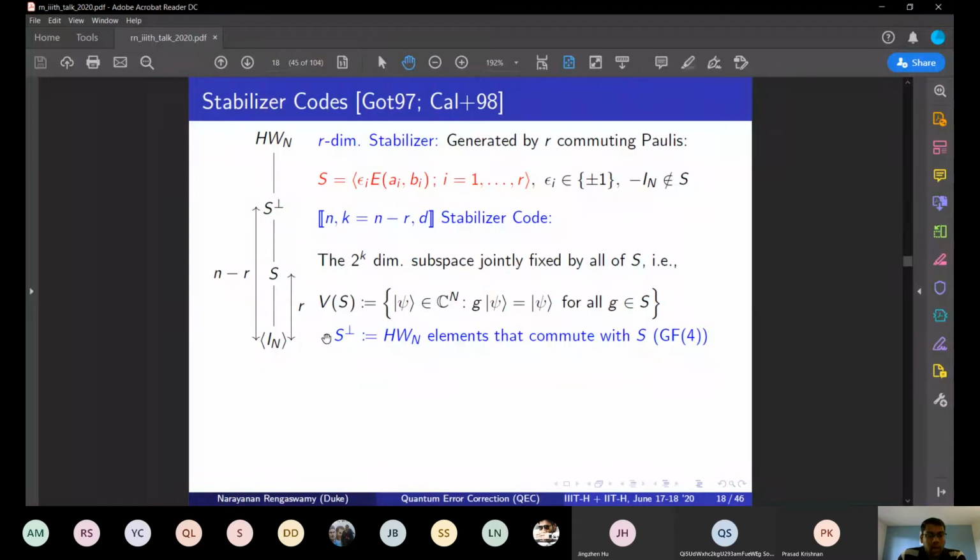Now you can make this ladder sort of. So you have this base, which is just the identity, and then you have this stabilizer group, which sits inside the Pauli group. So it's a commutative subgroup of the Pauli group. It has R dimensions. Now you can define something called the S dual. And the reason we use this dual notation is because there is a mapping from the stabilizer code perspective.